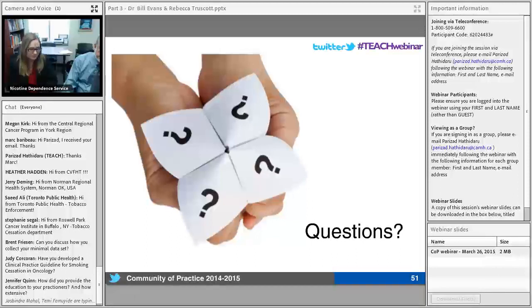Okay. We have another question coming from Judy. Have you developed a clinical practice guideline for smoking cessation in oncology? To my knowledge at the moment, there's no practice guideline from our initiative at Cancer Care Ontario.